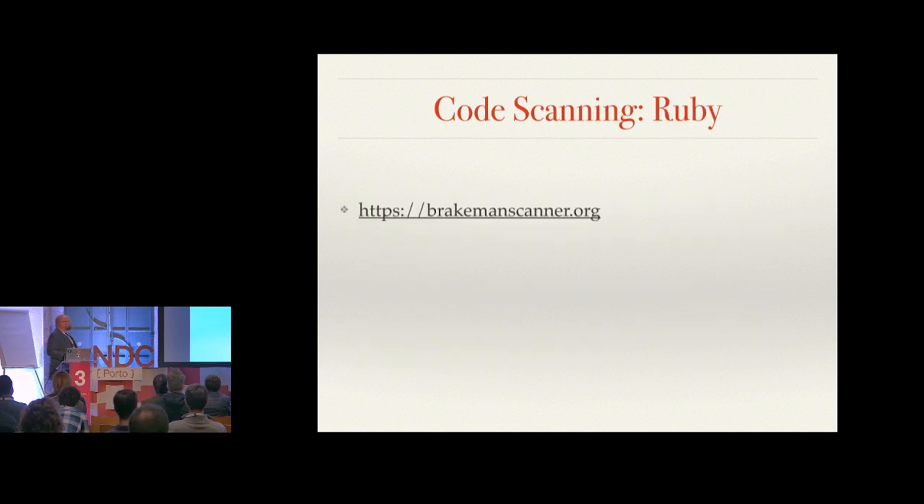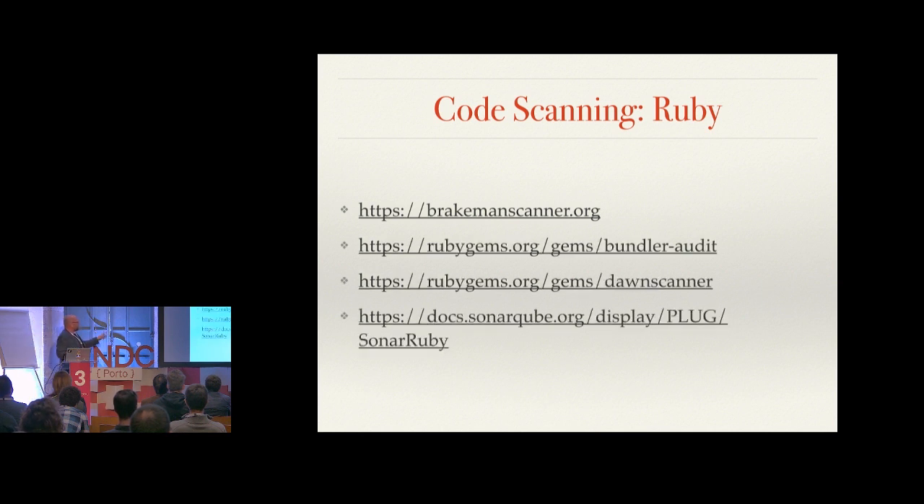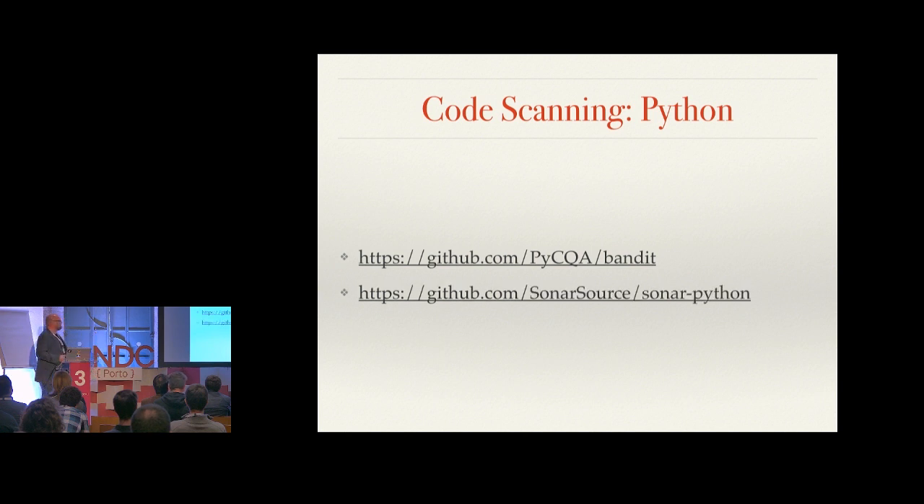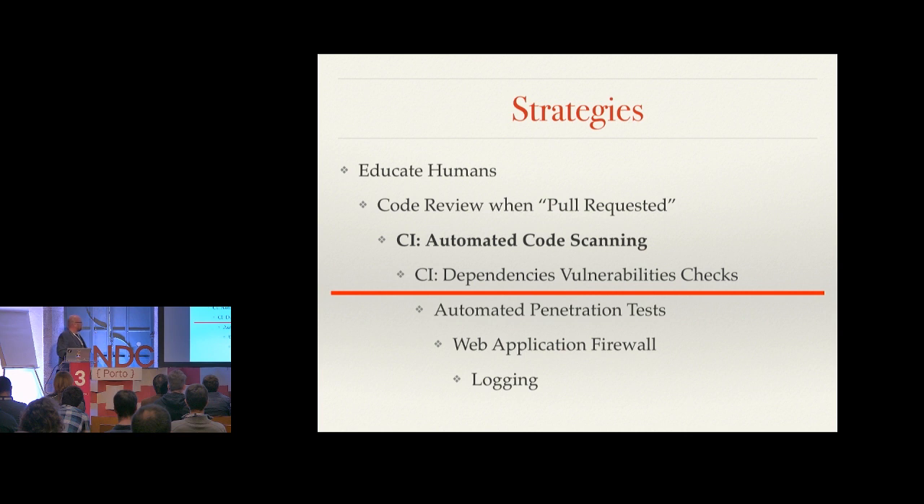All right, so if you're into Ruby, you got these guys here. Again, there's a Sonar plugin for Ruby. If you're into Python, there's Bandit, and again, Sonar Python. And if you're into JavaScript, there is a Sonar.js plugin as well for Sonar Source. I could not find any other project that did just pure static analysis for JavaScript. If you know of one, find me after the presentation. Okay, so that was that.